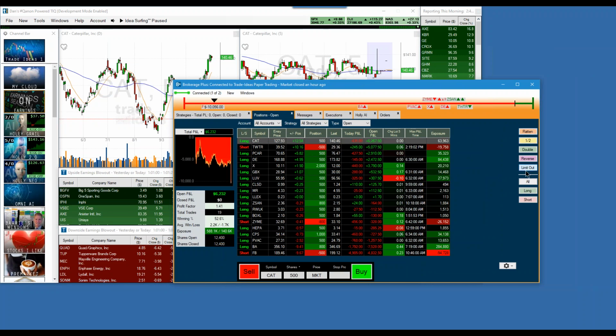Notice the buttons that we have here: reversing a position, doubling down, half. When you hit the target, boom, take half, so that you don't have to think about it too much.